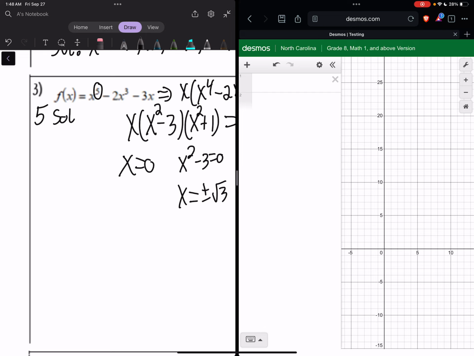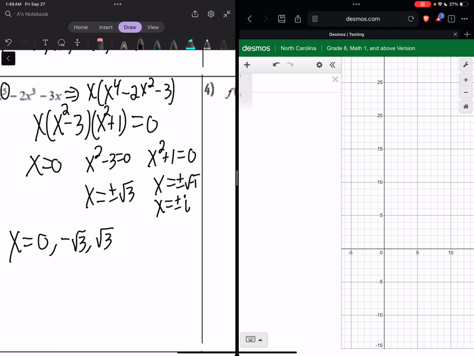So my solutions: x is equal to 0, negative square root 3, positive square root 3, negative i, positive i. Okay, there's all 5 solutions.